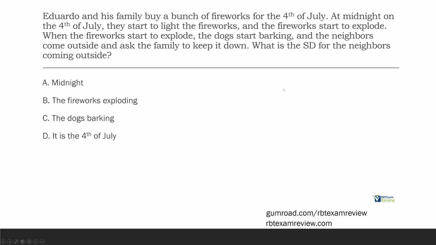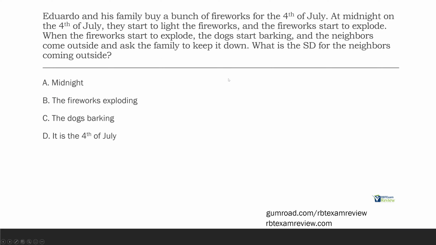Eduardo and his family buy a bunch of fireworks for the 4th of July. At midnight on the 4th of July, they start to light the fireworks, and the fireworks start to explode. When the fireworks start to explode, the dogs start barking, and the neighbors come outside and ask the family to keep it down. What is the SD for the neighbors coming outside?